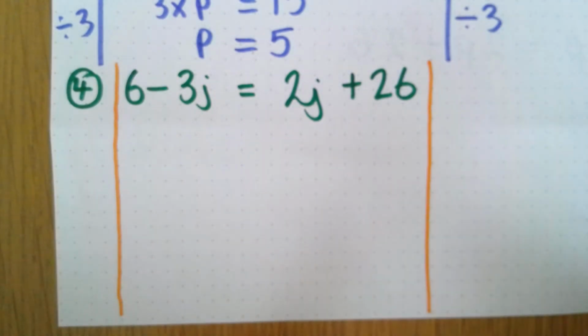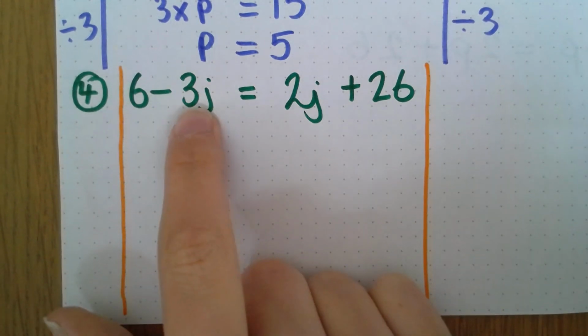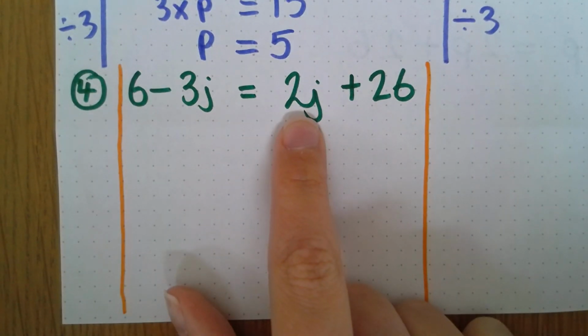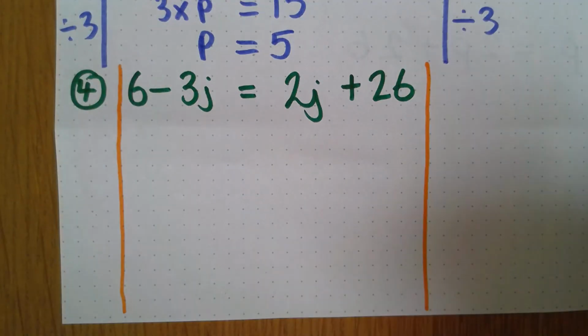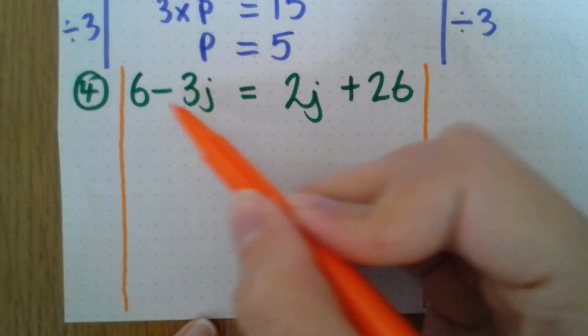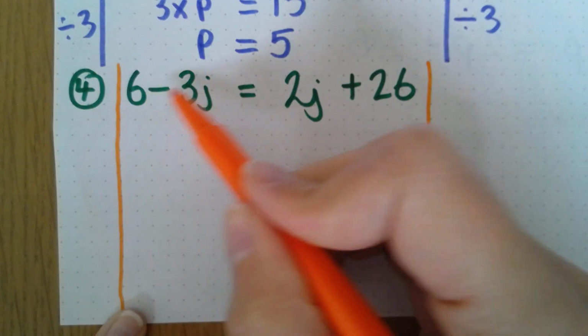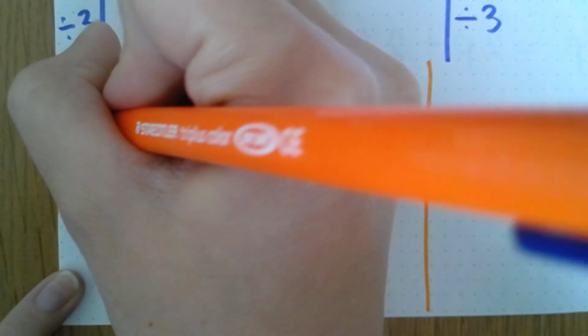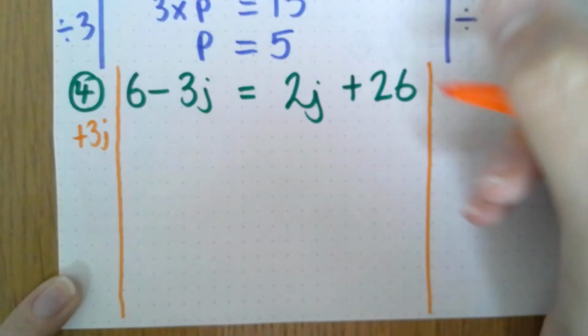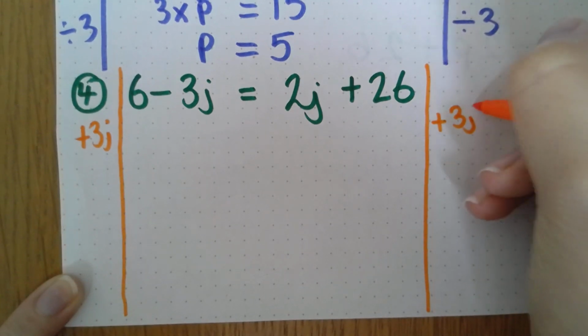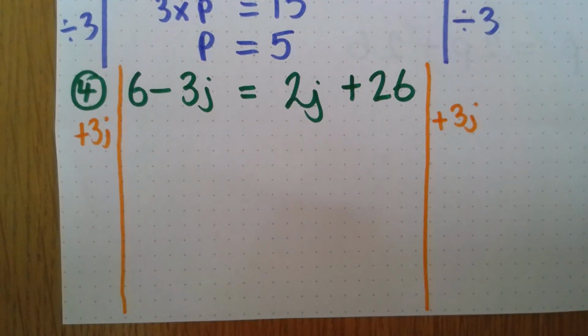Okay, we want to get all our letters on one side and all of our numbers on the other side. So we've got negative 3j and 2j. Which one's the smallest or the lowest is negative 3j, so we're going to work with that one first. So the opposite of take 3j is add 3j. But we can't just do it to one side, we have to do it to both sides.